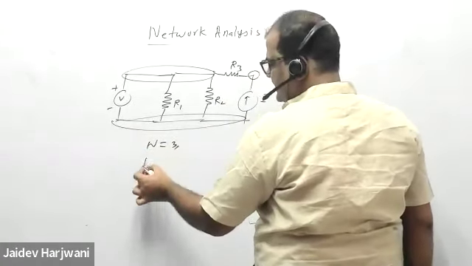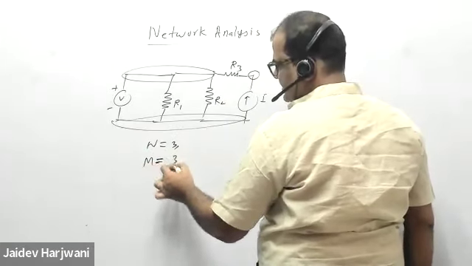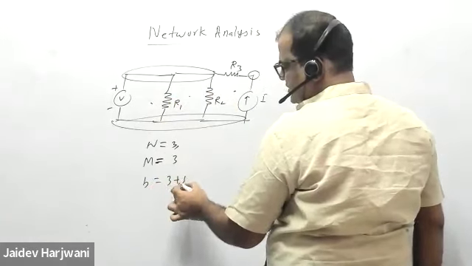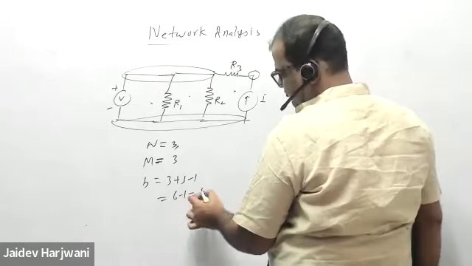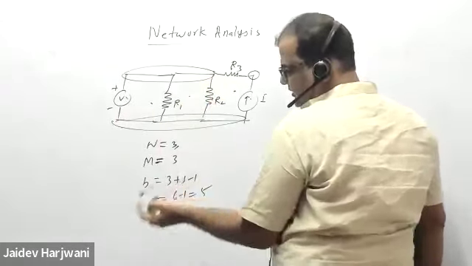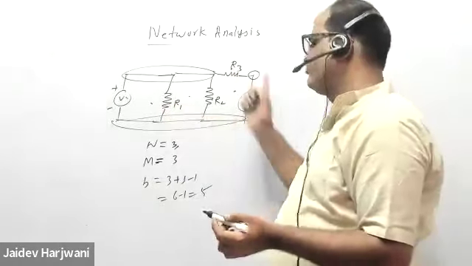Tell me how many meshes are in the circuit? Three meshes: 1, 2, 3. Now, branches will be how much? 3 plus 3 minus 1, that is 5. So 1, 2, 3, 4, 5. Branches is the number of components present in the circuit, so 1, 2, 3, 4, 5 are present.